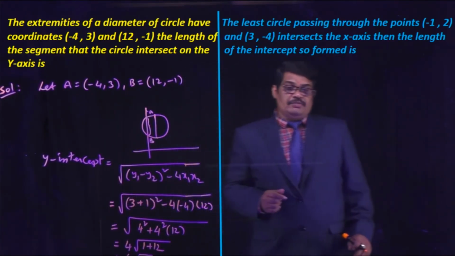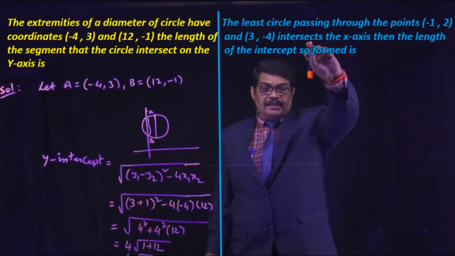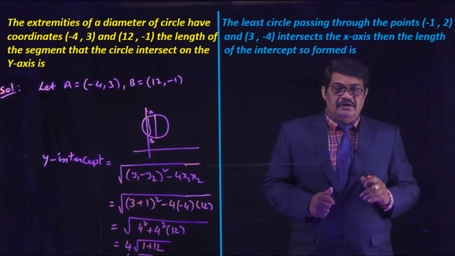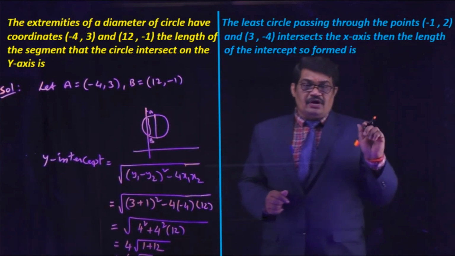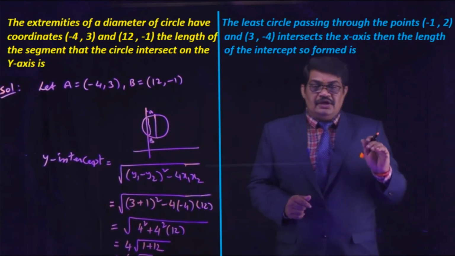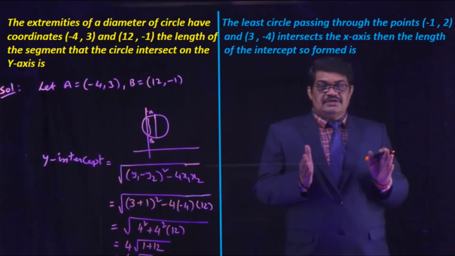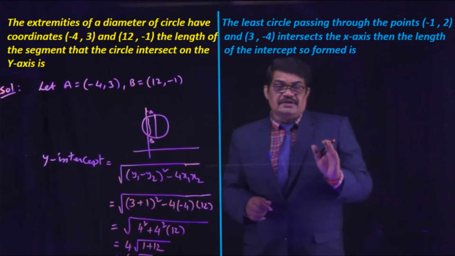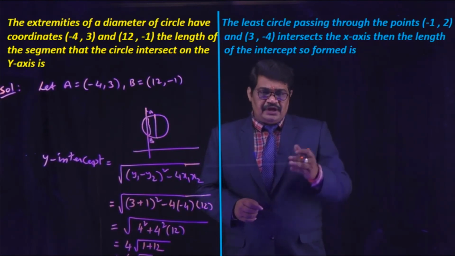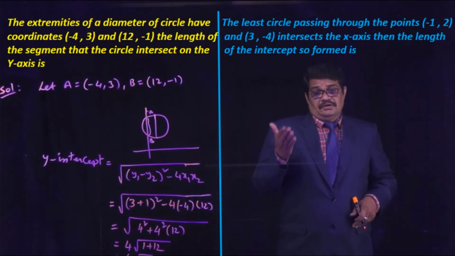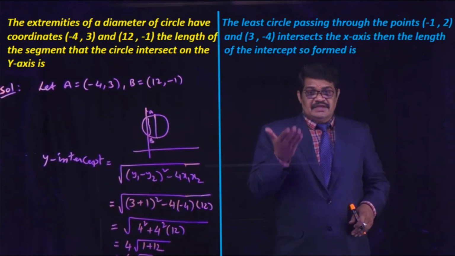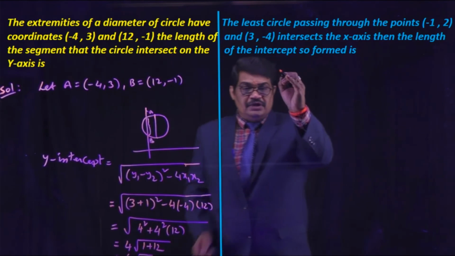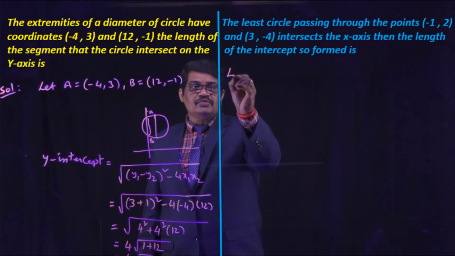Here see a similar problem. The least circle passing through the points minus 1 comma 2 and 3 comma minus 4 intersects the x-axis. Then the length of the intercept so formed is? Here also we are asked to find the intercept made by the circle on the x-axis. See the solution, here the given points were taken.